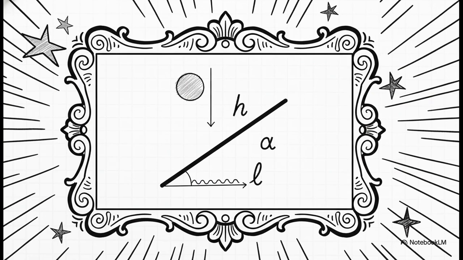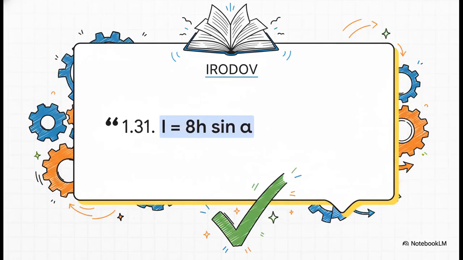And there it is. The distance to the second rebound, L, is just 8 times the initial drop height times the sine of the incline angle. All that physics, and it boils down to such an elegant result. That's pretty cool. But don't just take my word for it. Let's go to the source. If we check the answers in the back of Irodov's book, problem 1.31, a perfect match. That is always a very, very satisfying feeling.